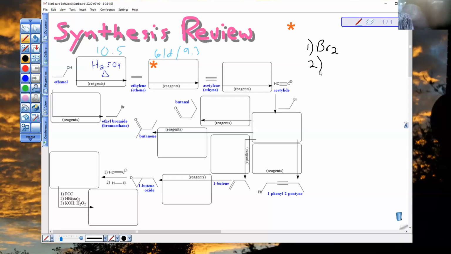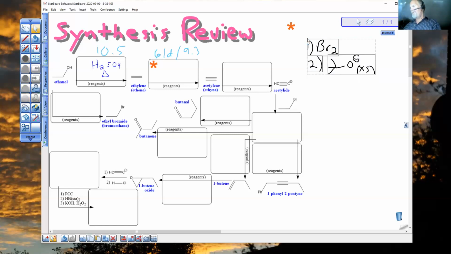Now, if I choose this base, nice, strong, bulky base, use excess, then I don't have to worry about a third step happening. That would be the deprotonation of a terminal alkyne. This base is not strong enough. Terminal alkynes have a pKa of 25, and this base here would make an alcohol, which is a pKa less than 25. So we would not have that happen.